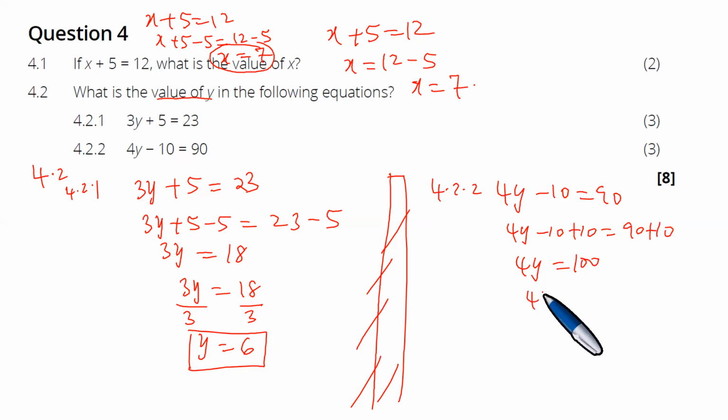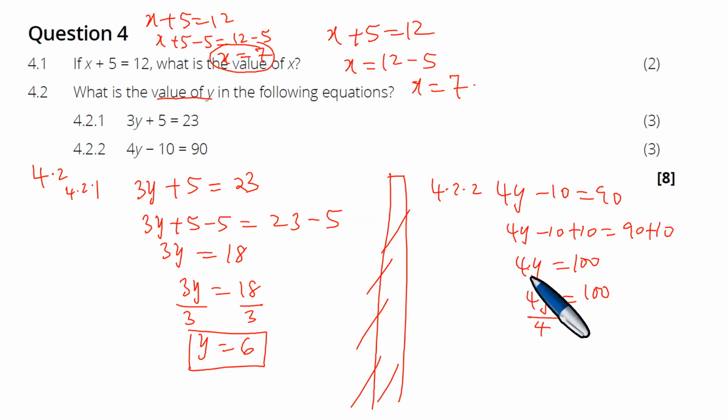Okay, so after we got 100, because we want to remove the minus 10, because it's a negative, we add a positive. This 5 was positive, so we subtracted, right? But here, because the 10 was negative, we added. So we get this. And then out of this now, you want to remove the 4.